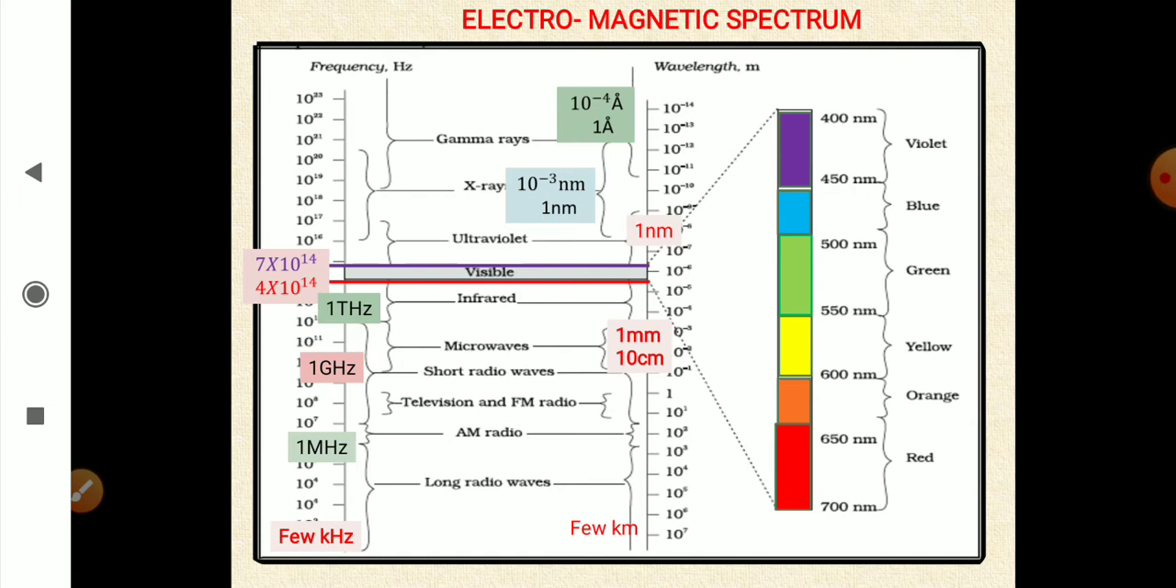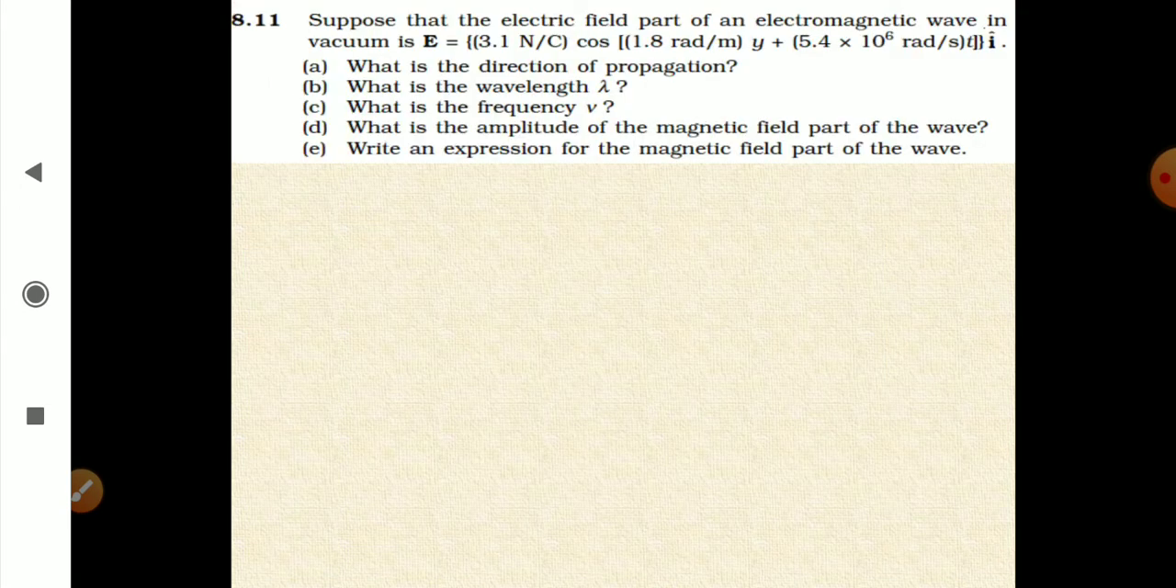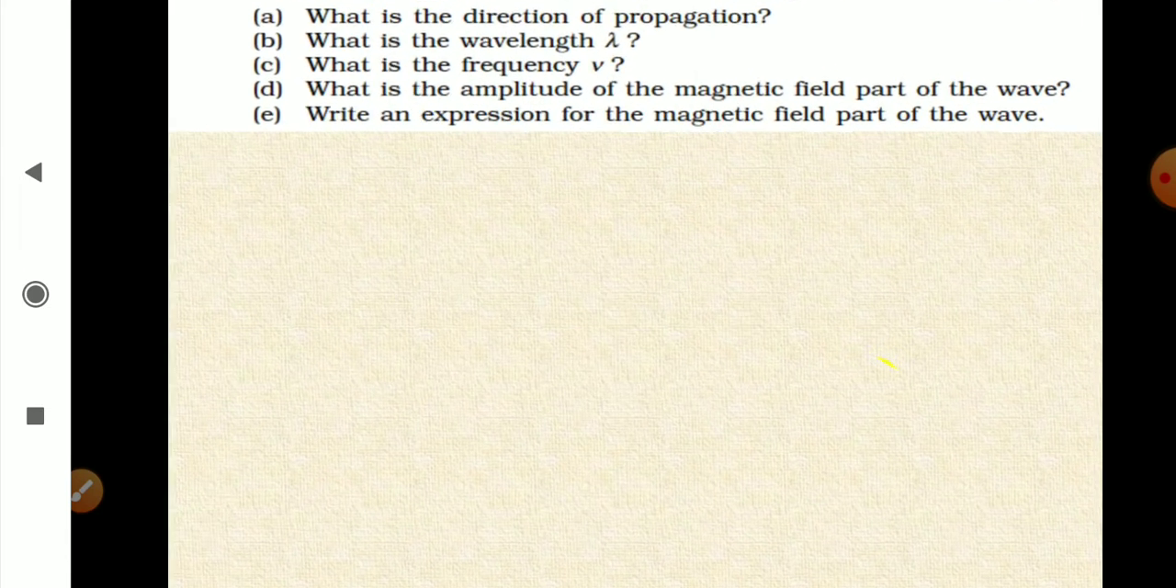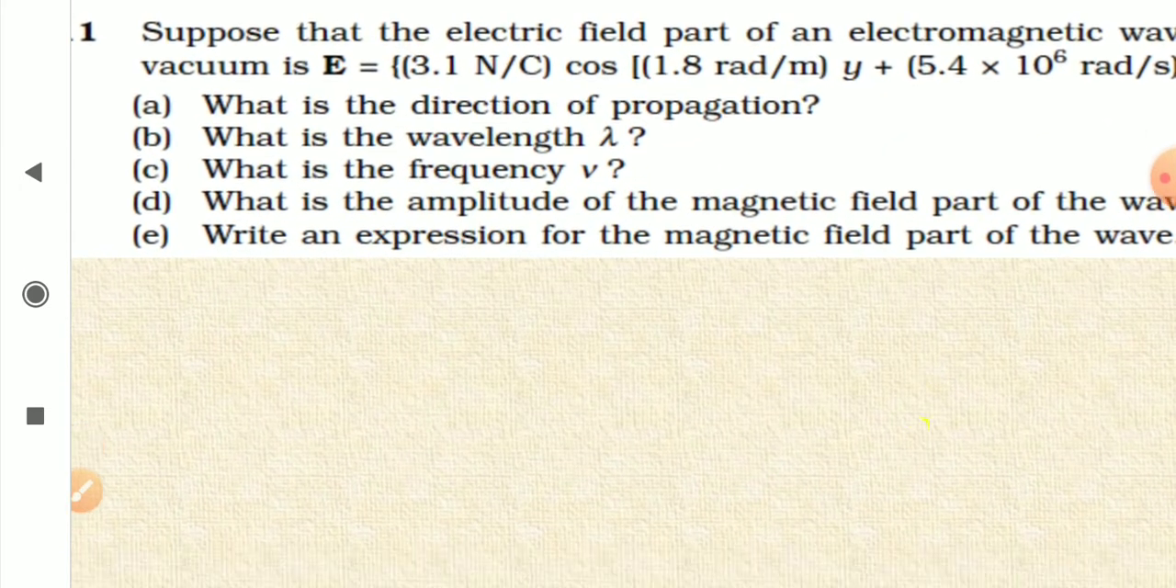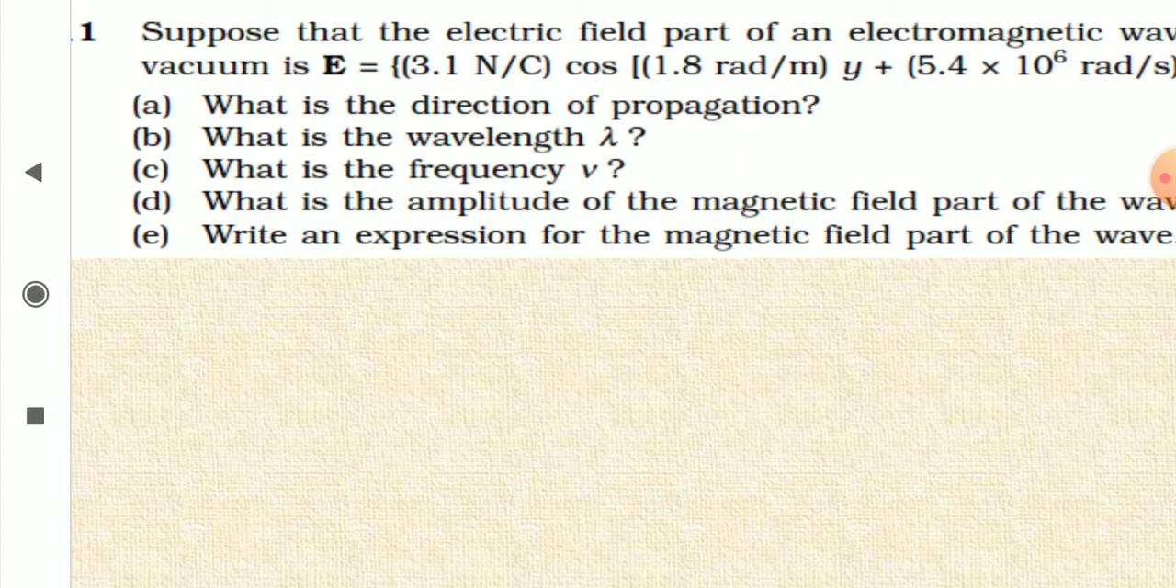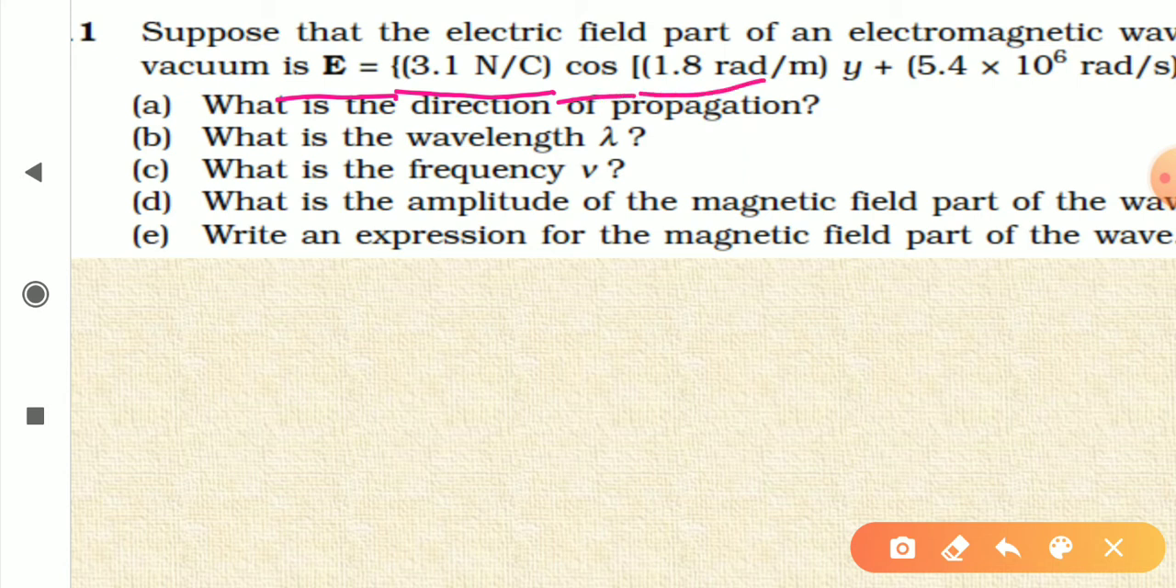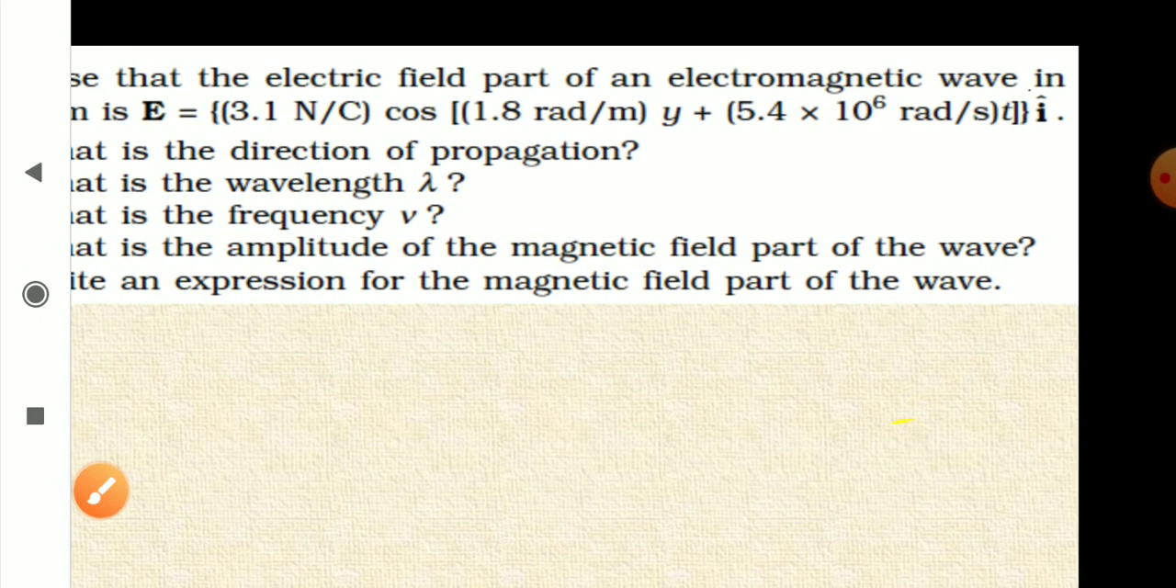And here is the electromagnetic spectrum we just discussed, and let us look at one numerical from your NCERT book only. You do get such numericals in your board exam. So suppose the electric field part of an EM wave in vacuum is given by E is equal to 3.1 Newton per Coulomb cos (1.8 radian per meter y plus 5.4 into 10 raised to the power 6 radian per second t) i cap.